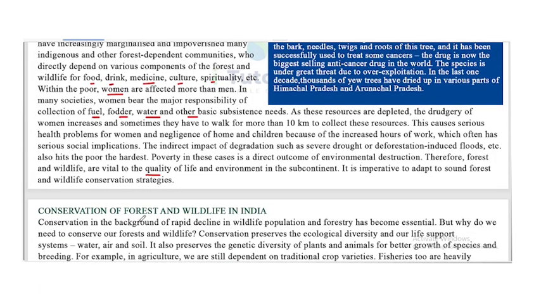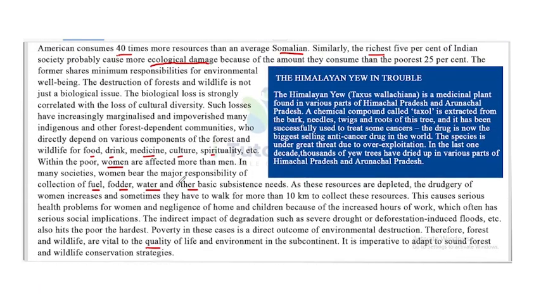So, next one, look at this: the Himalayan yew in trouble. The Himalayan yew, Taxus wallichiana, is a medicinal plant found in various parts of Himachal Pradesh and Arunachal Pradesh. A chemical compound called taxol is extracted from the bark, needles, twigs, and roots of these trees, and it has been successfully used to treat some cancers. The drug is now the biggest selling anti-cancer drug in the world. The species is under great threat due to overexploitation.